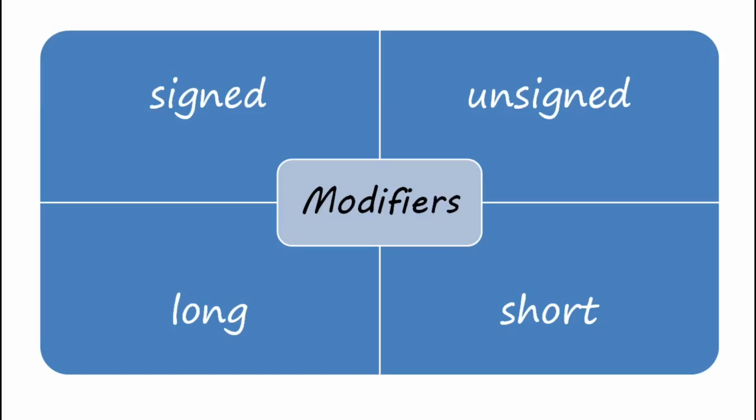Then there are modifiers. Modifiers are just used along with your basic data types and they modify their meaning. There are modifiers like signed, unsigned, long and short. So if you use unsigned with, say, integer, then your integer can hold only 0 and positive values. It cannot have negative values.